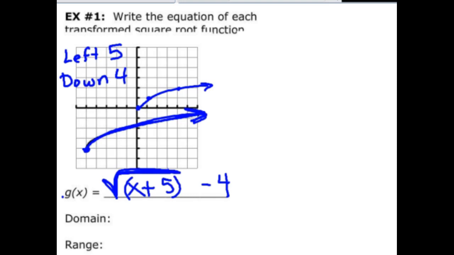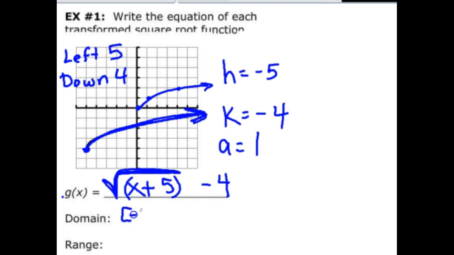And in a minute, it's going to ask you about H and K and A. The H is minus 5. This is minus 4. And the A is 1. We'll talk about that some more in just a minute. Domain is, let's see, negative 5 to infinity and negative 4 to infinity. These are the numbers that show up in your domain and range. Did you add that in your notes, the H and the K?